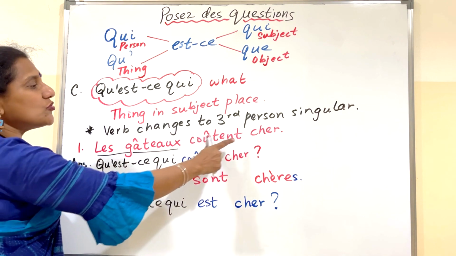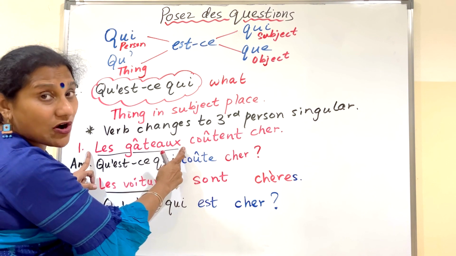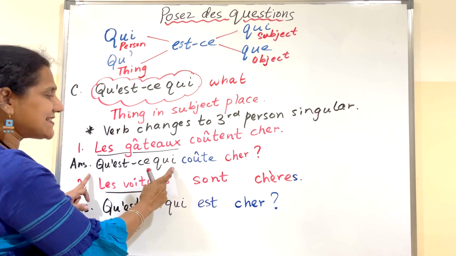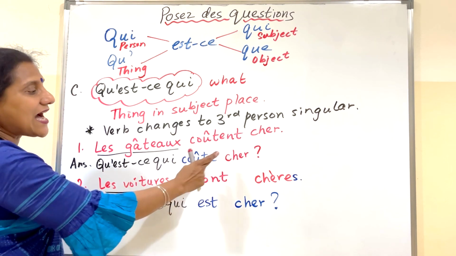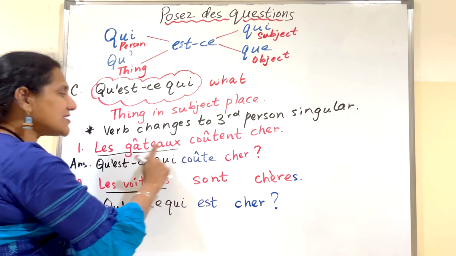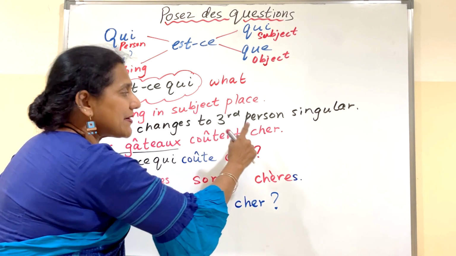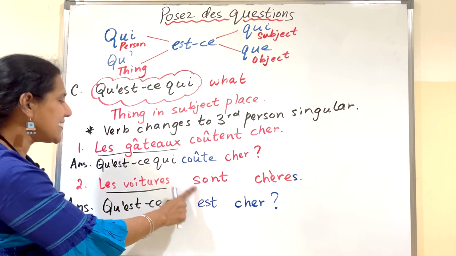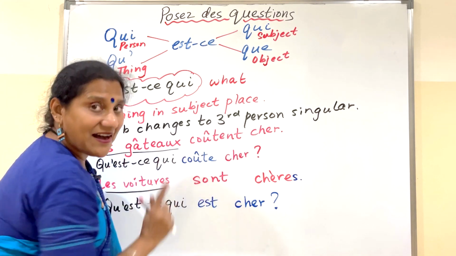Les gâteaux coûtent cher. Now, the question is asked on the subject, which is a thing in the place of subject. So, it's going to be qu'est-ce qui. The verb needs to change to third person singular. And here we write cher. Now, notice something. Even here, we did not have an agreement with cher. Because there will be an agreement only with the verb être. Alright. So, qu'est-ce qui coûte cher? Even here it was C-H-E-R.